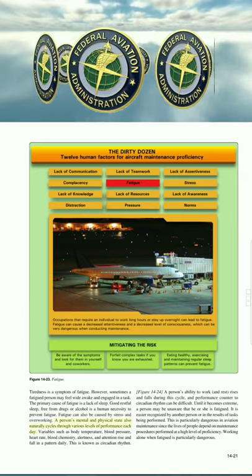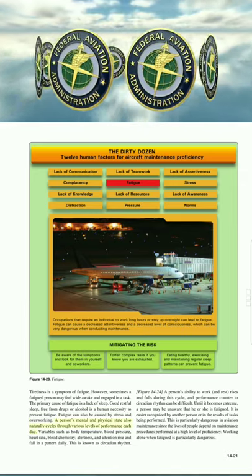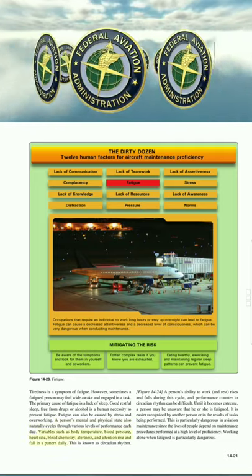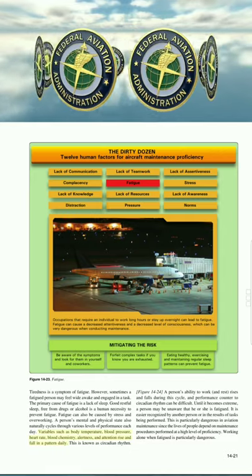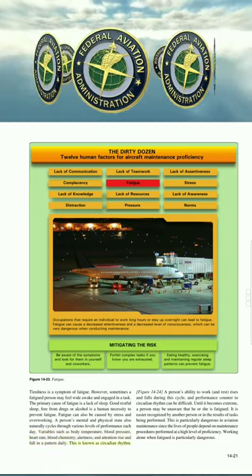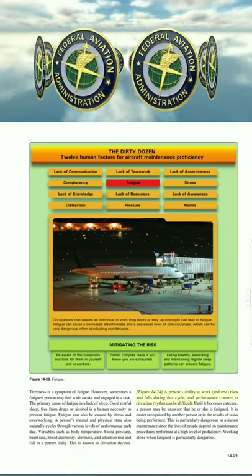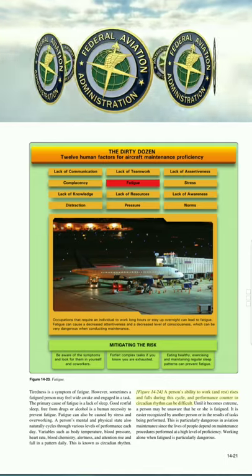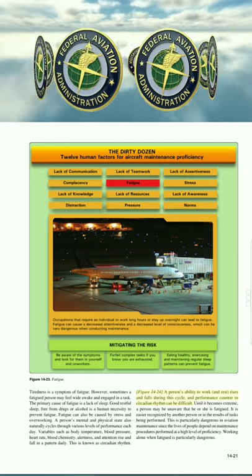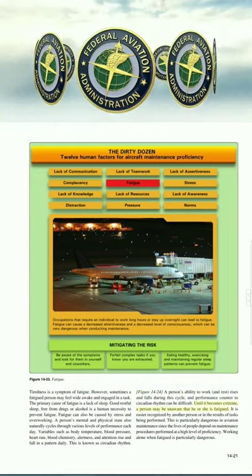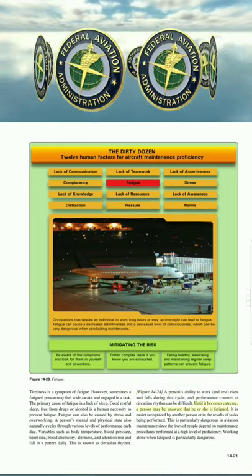A person's mental and physical state also naturally cycles through various levels of performance each day. Variables such as body temperature, blood pressure, heart rate, blood chemistry, alertness, and attention rise and fall in a pattern daily. This is known as circadian rhythm. Figure 14-24. A person's ability to work and rest rises and falls during this cycle, and performance counter to circadian rhythm can be difficult. Until it becomes extreme, a person may be unaware that he or she is fatigued.